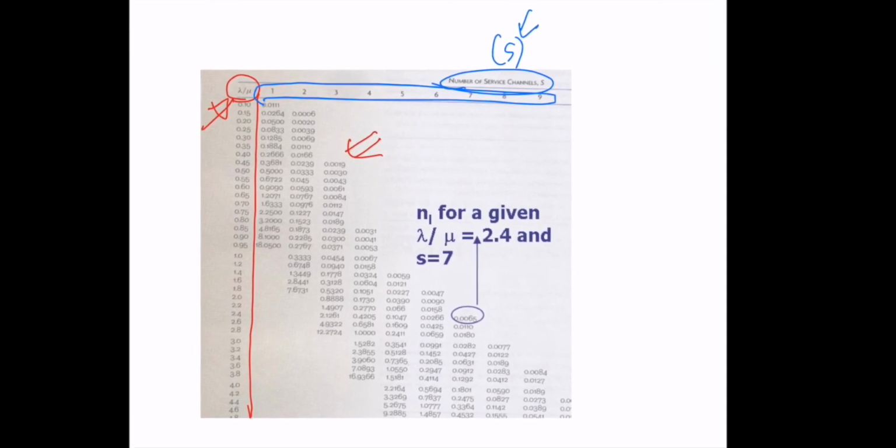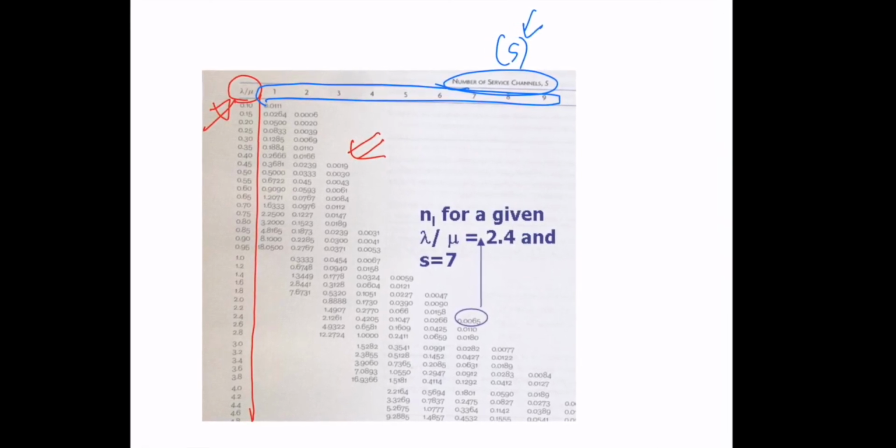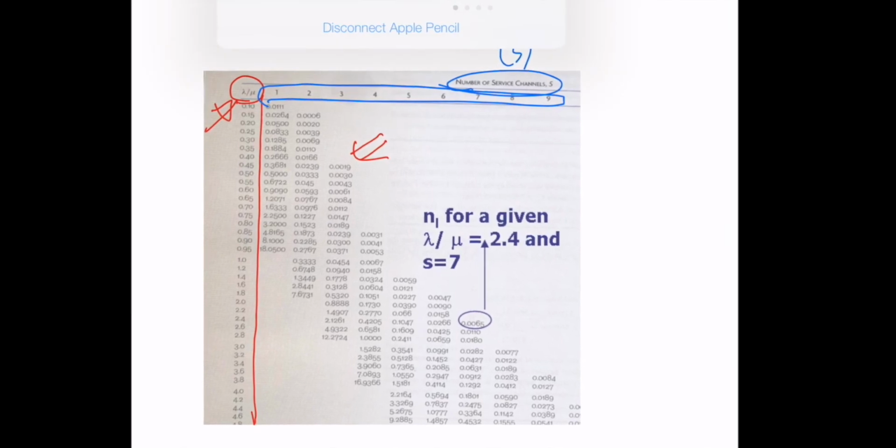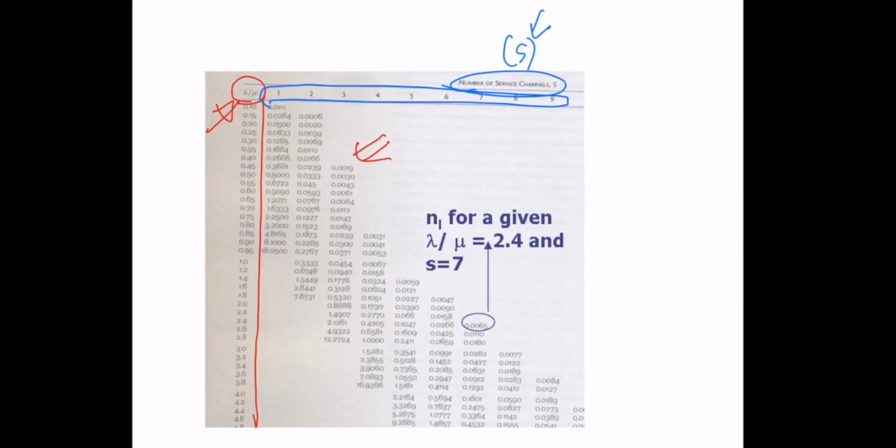As an example, suppose we have lambda over mu given as 2.4. If you have lambda and mu, you can easily divide it, right? And let's say we have 7 servers. Then how can we get this number, NL, the number of customers in line? You will look at the ratio here, and you will find 2.4 where? Here.